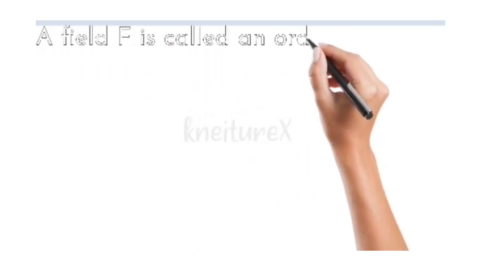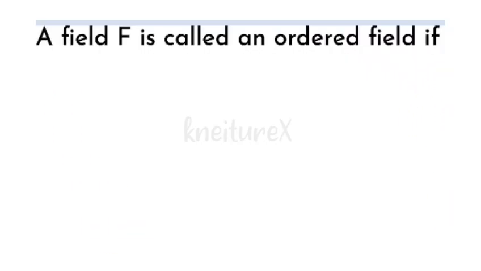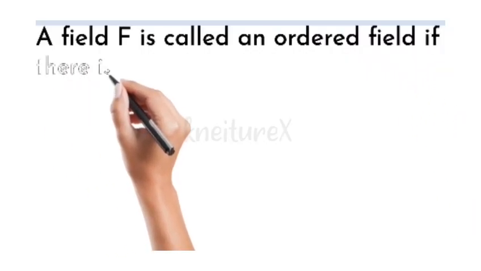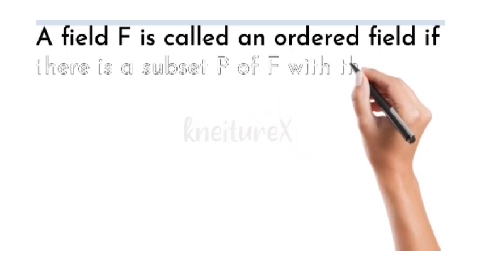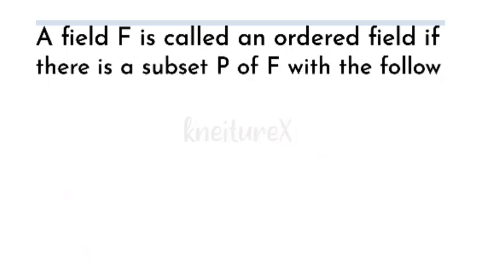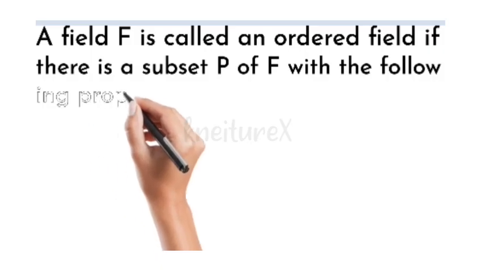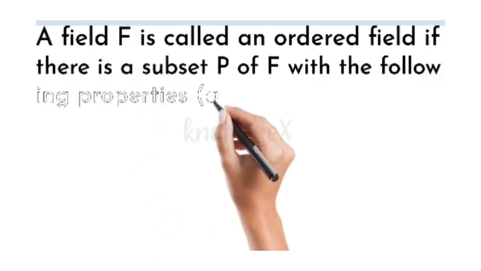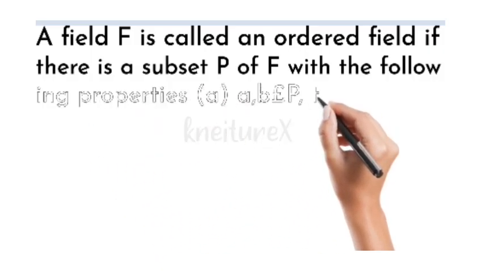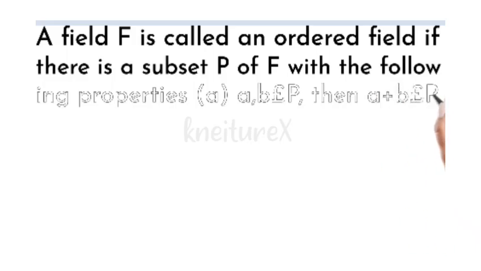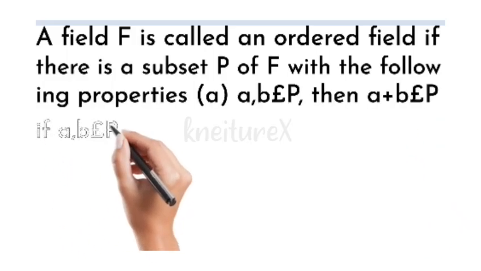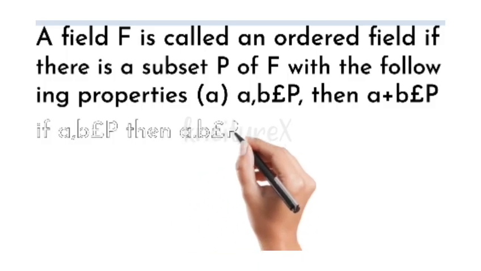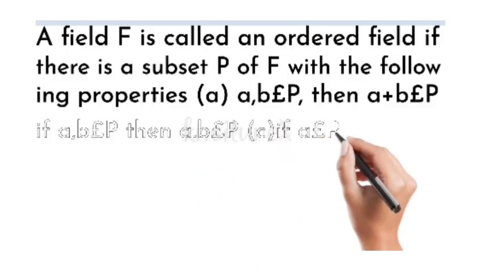Let's consider also that there is a subset in this ordered field F, which we will term P. Since there is a subset P in F, it must have the following properties that we shall list. A: if there are two elements A and B in our subset, then there must also be the addition of these two elements in the subset.